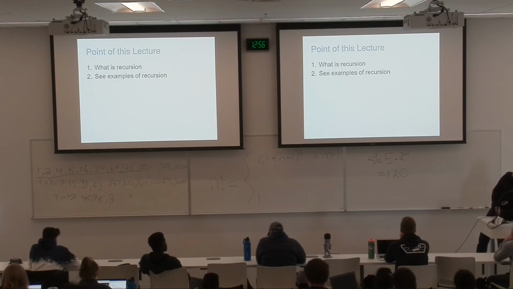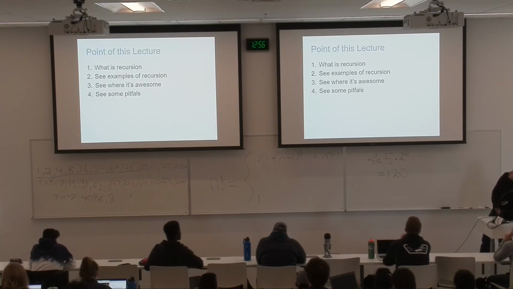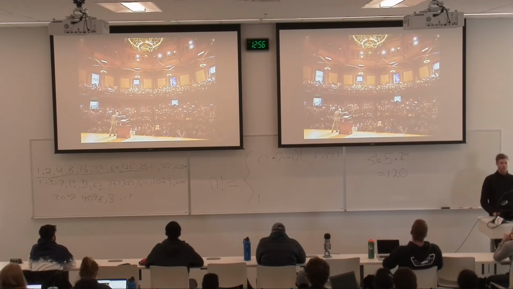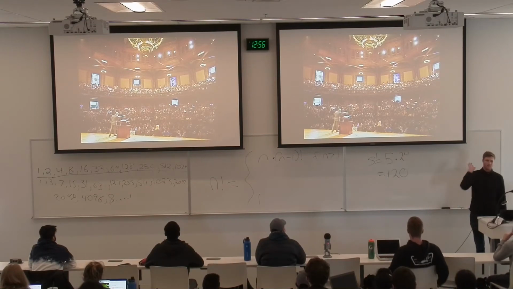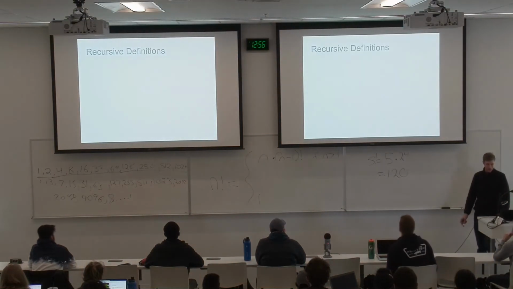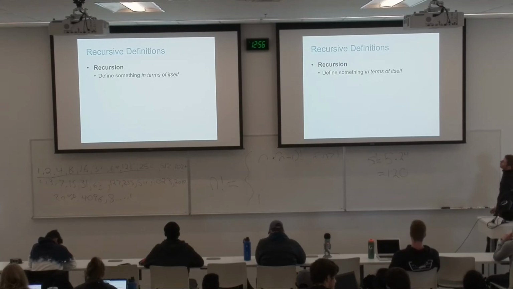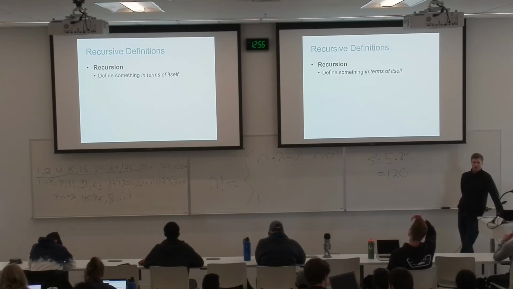So the point of the lecture: what is recursion? See examples, see where it's awesome, some pitfalls, whatever. This is the example I already showed you. How many rows are there in here? Well, that's too hard to count. Let's figure it out another way, recursively. Recursion: we define something in terms of itself.